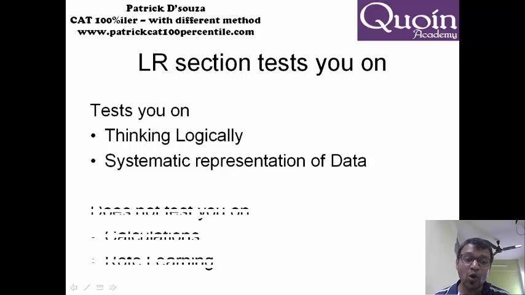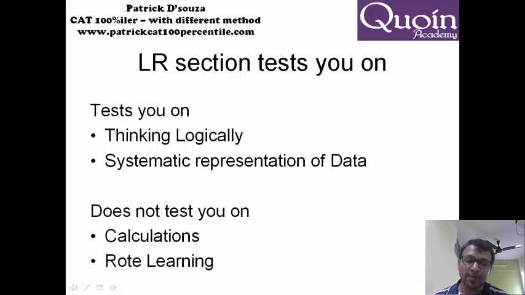What it definitely doesn't check you on is calculations and rote learning. What do I mean by rote learning? A lot of students believe that if they keep practicing logic questions of a similar type, they will become better and better. But that is not the case, because the questions in logic in the exams are all different. And because they are different, you need to think out of the box at that particular time.